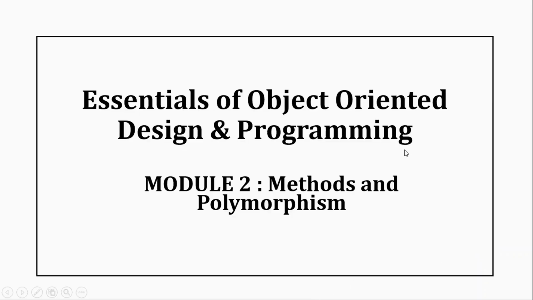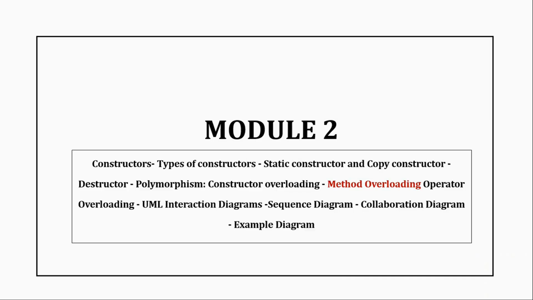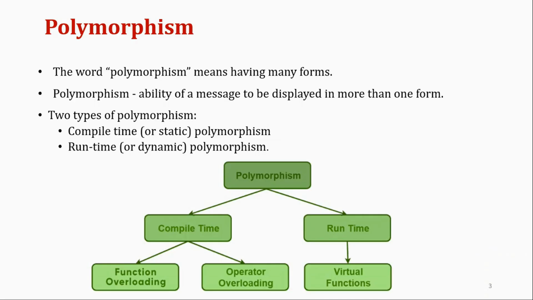Hi everyone, welcome back to the course Essentials of Object-Oriented Design and Programming. We are in module 2, Methods and Polymorphism in C++. In this session, we will be discussing method overloading in C++ as a part of polymorphism in C++. In the previous session, we discussed constructor overloading as a part of polymorphism, and now we'll be seeing method overloading.